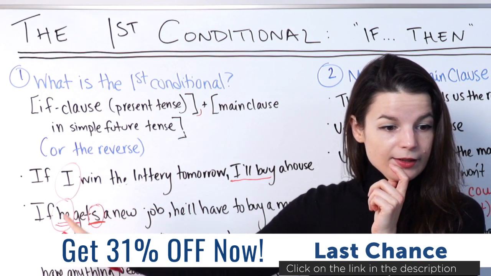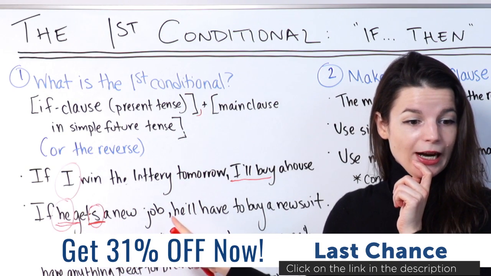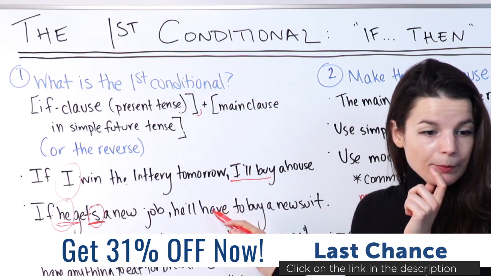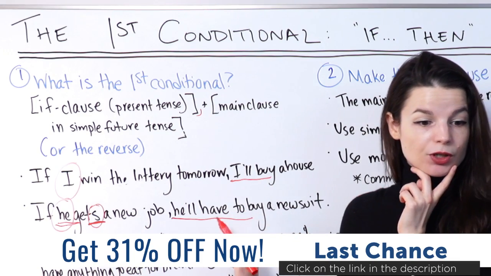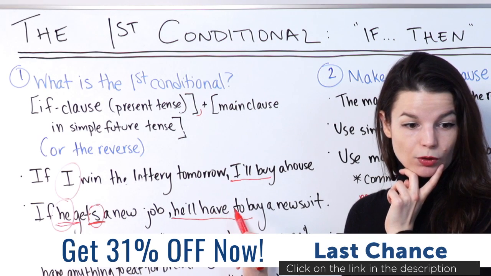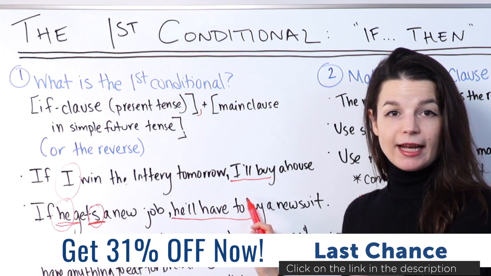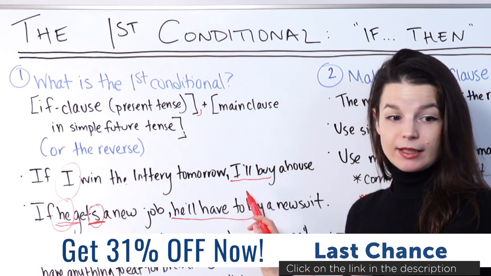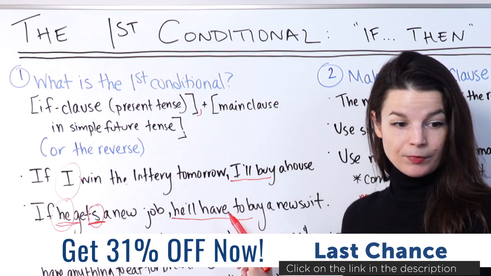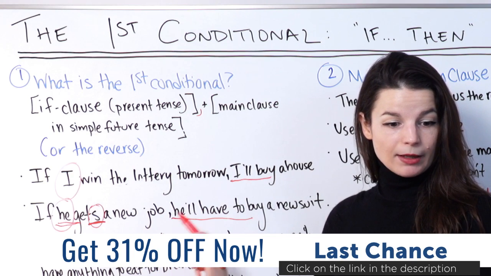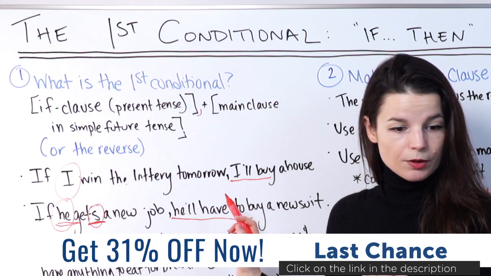Lots of good ones. So if he gets a new job, this part might be confusing. He'll have to buy a new suit. He will have to. So that means that's a future tense, a future responsibility. He will have to buy a new suit is what this means. So if he gets a new job, he'll have to buy a new suit.